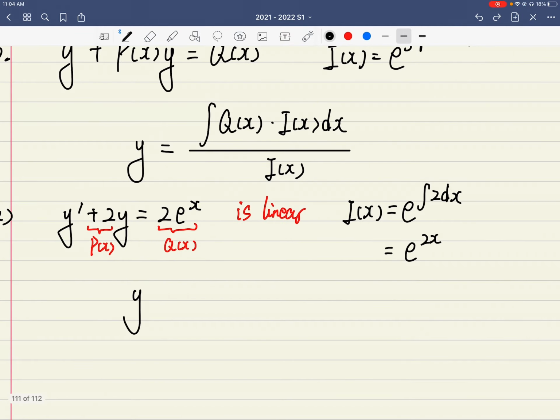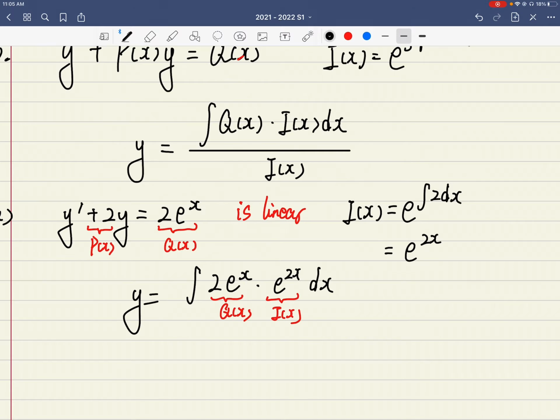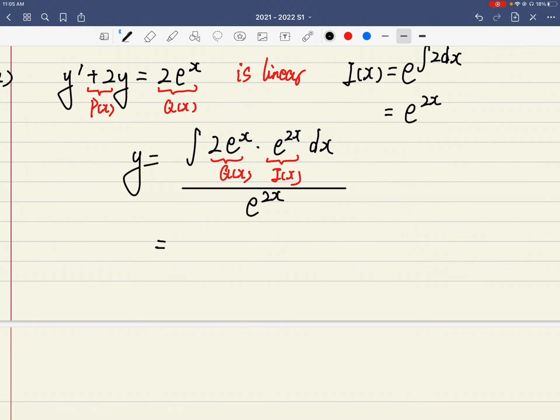Then apply the formula and you will get the answer. You just need to integrate q(x), this part is your q(x), times I(x). What is your I(x)? Your I(x) is e to the power of 2x. You integrate this over I(x), over e to the power of 2x. That's all you need to do, and just finish the calculations.